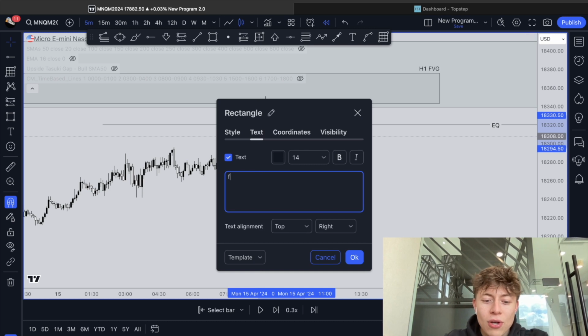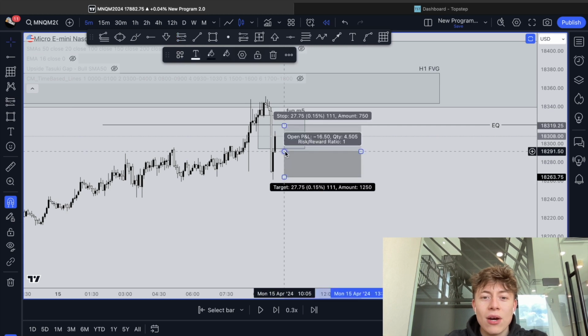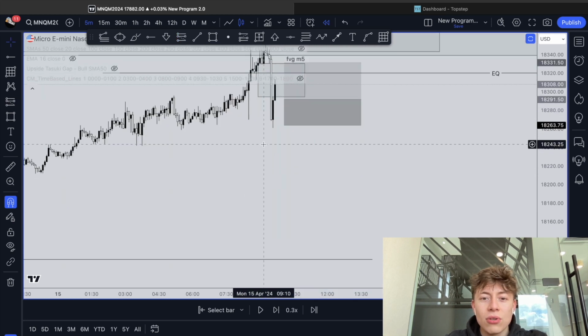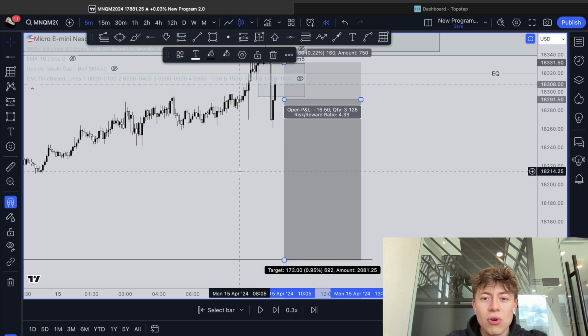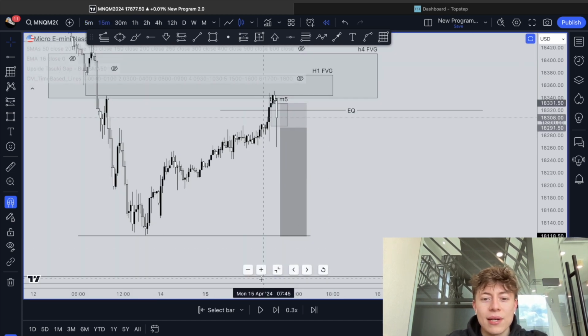And this is this fair value gap. Okay, we're gonna mark this off, FVG M5, right? So I know price is gonna tap into here. And as price breaks back under, our position is gonna look something like this, and we're gonna target our draw on liquidity, right? We're gonna go under the 15-minute time frame, and we're gonna see what happens.